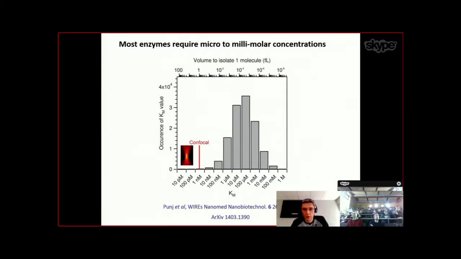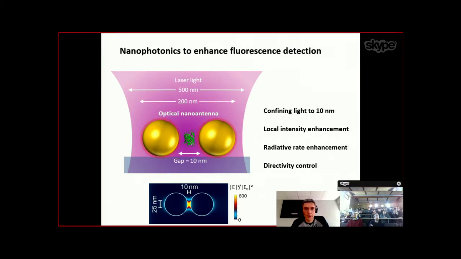So what's the other problem? Problem one is the net signal that you detect. Problem two is the working concentration where you can isolate a single molecule in a crowded environment. So to overcome this limit, this is where we are going.